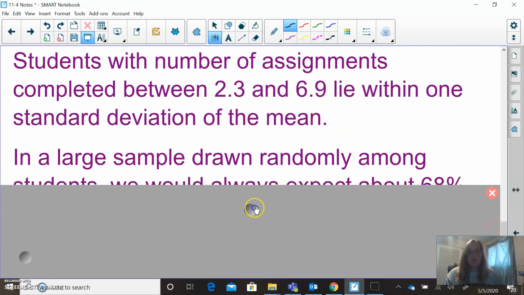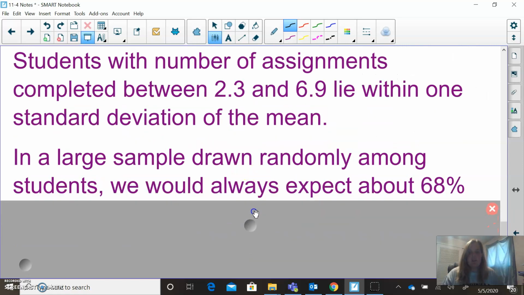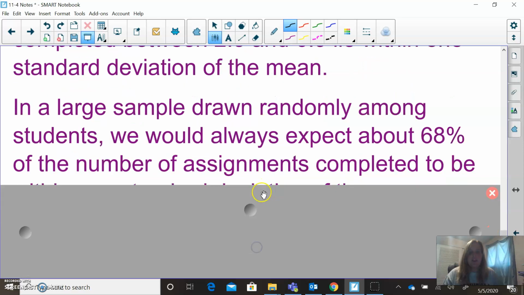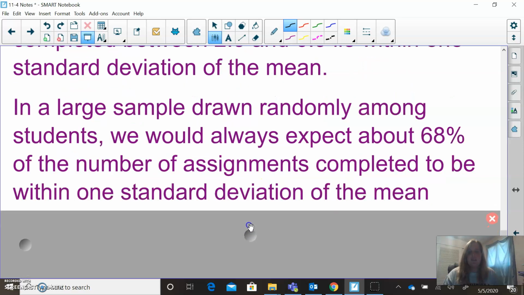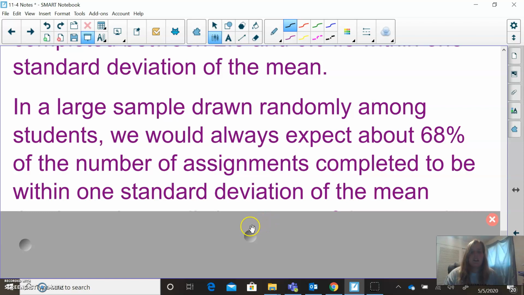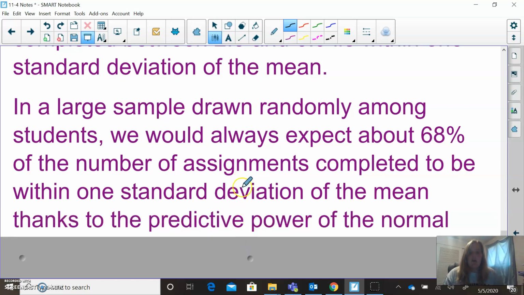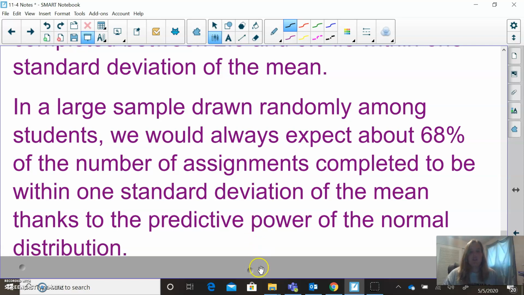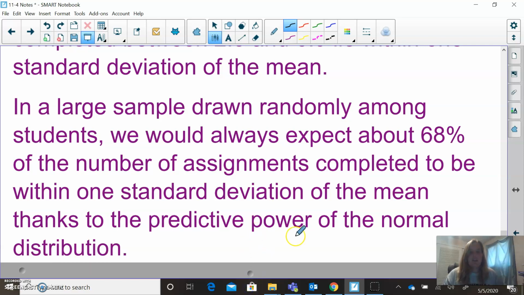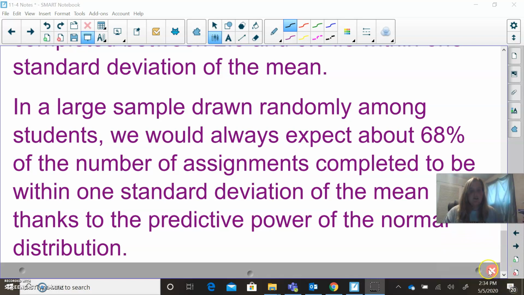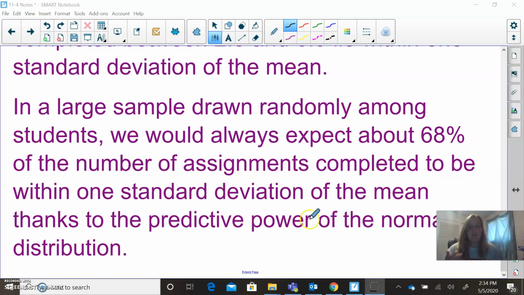In a large sample drawn randomly among students, we would expect about 68% of the number of assignments completed to be within 1 standard deviation of the mean, thanks to the predictive power of the normal distribution. So if things are normally distributed, it's really, really easy to predict things.